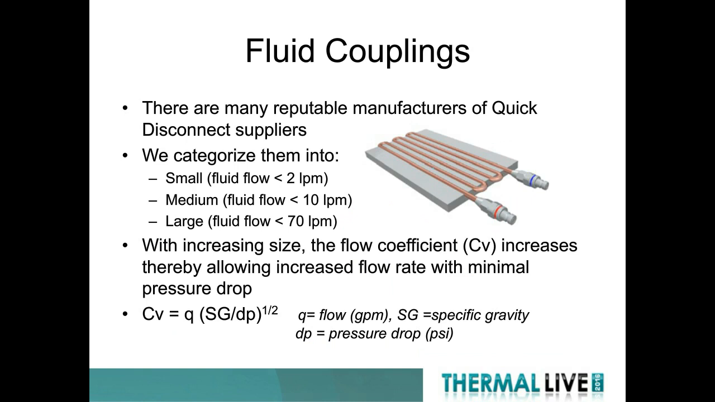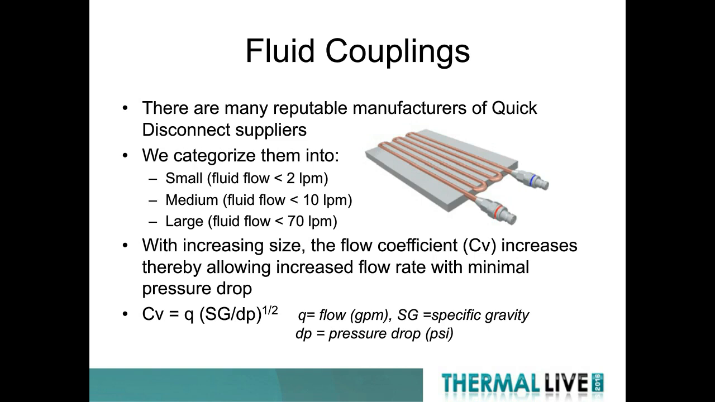Fluid couplings: there are many very reputable manufacturers of quick disconnect suppliers that we work with. What we try to do is categorize them into small, medium, and large size fluid couplings. The small is a fluid flow of less than 2 liters per minute, the large is up to 50 to 70 liters per minute, and the medium is around 10 liters per minute. Of course, those numbers have some variation, but that's how we categorize what we're seeing in terms of the fluid flow and what size quick disconnect we're using.